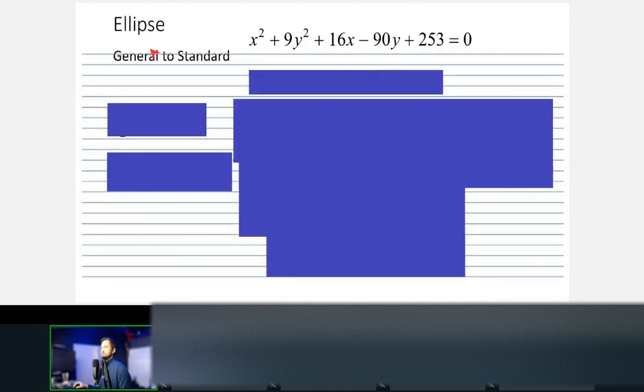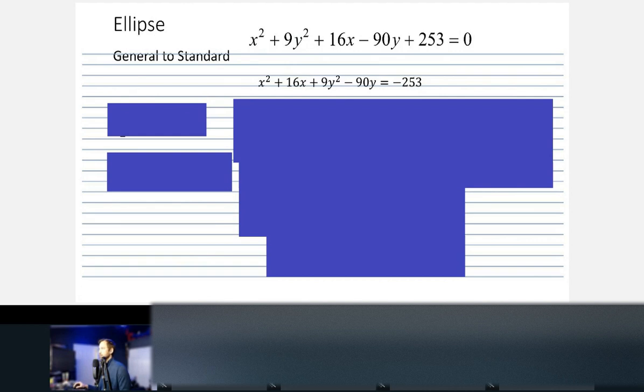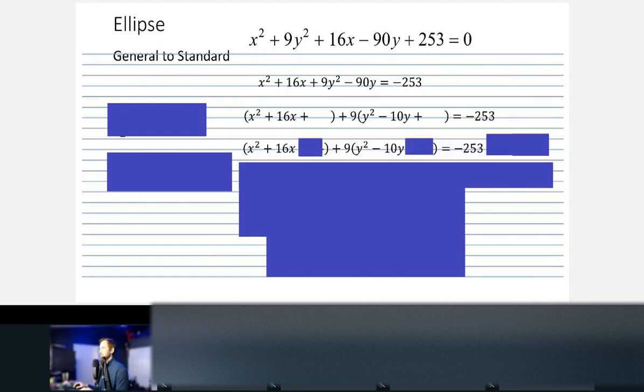All right, next problem, ellipses. So general to standard. So given this problem, we know it's an ellipse because we have x squared and y squared, both of them positive, and they have different coefficients. So if I didn't tell you it was an ellipse, that's how you know. All right, so we have to group our x's, group our y's together. Then we have to factor out this 9 from the grouping of y's. The x's are good to go for our complete the square. So we take that 16, we divide by 2, and then we square it, and we get 64. So we are adding 64 to both sides.